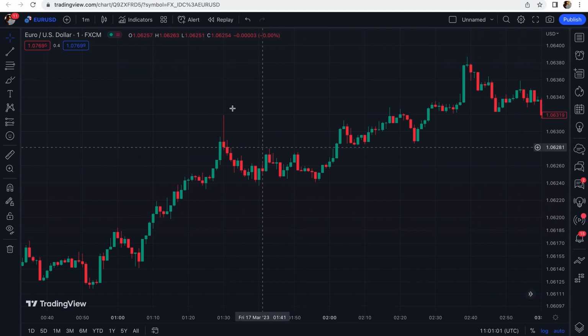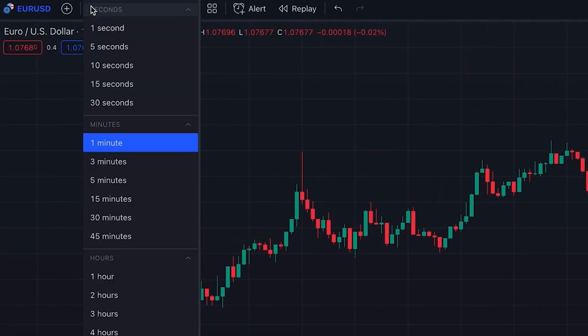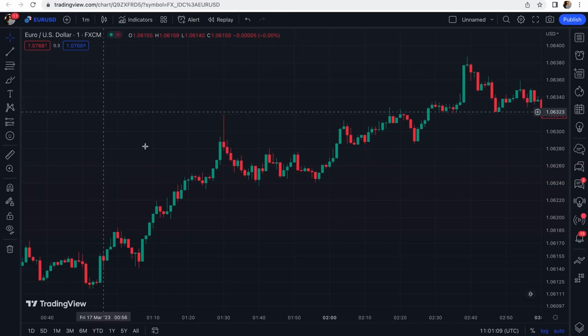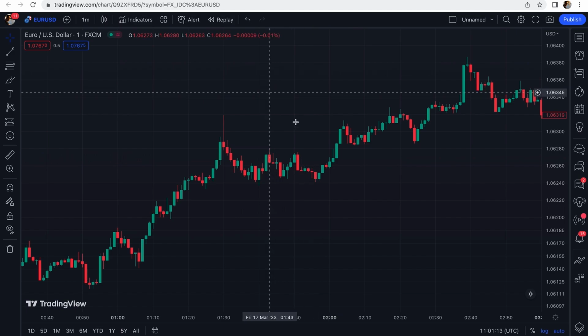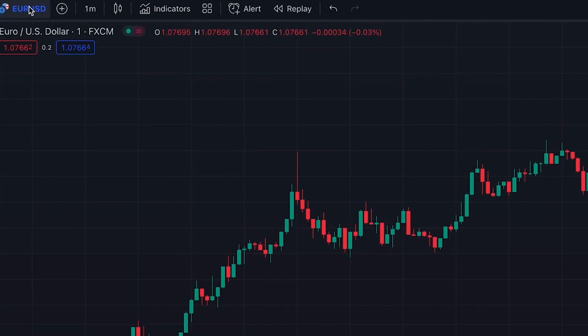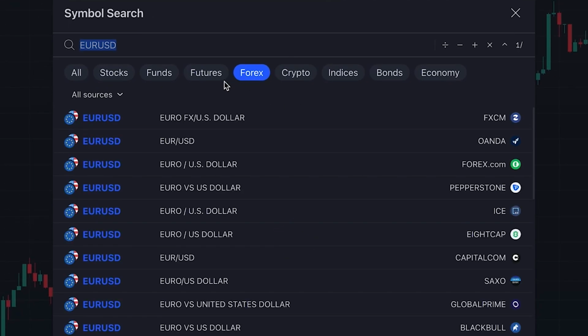Alright, this is a 1 minute scalping strategy. So here we set the chart time frame on 1 minute. This is the price chart of euro to US dollar, but there is no limitation on this and you can use this strategy on any other asset or market, whether it's forex, crypto, or stocks.